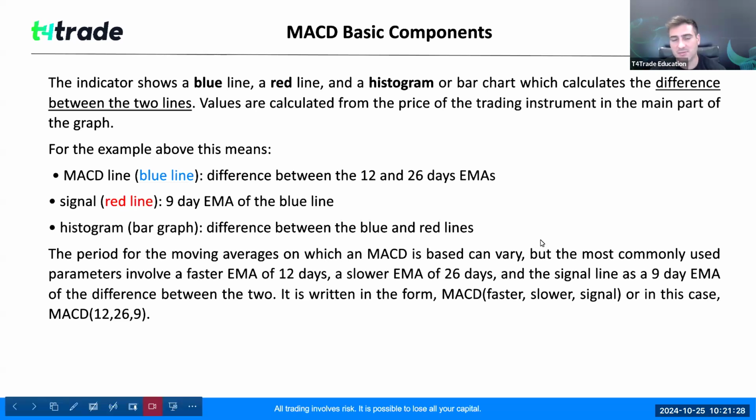The histogram bar is the difference between the blue line and the red line we just discussed. The periods for the moving averages on which the MACD is based can vary, but the most commonly used parameters involve a faster EMA period of 12 and a slower of 26, and the signal line as a 9-period moving average of the MACD, or the difference between the 26 and the 12. In written form, 12, 26, and 9 is a way to discuss with other people what settings you have for your MACD. 12, 26, and 9. But yeah, that's it.